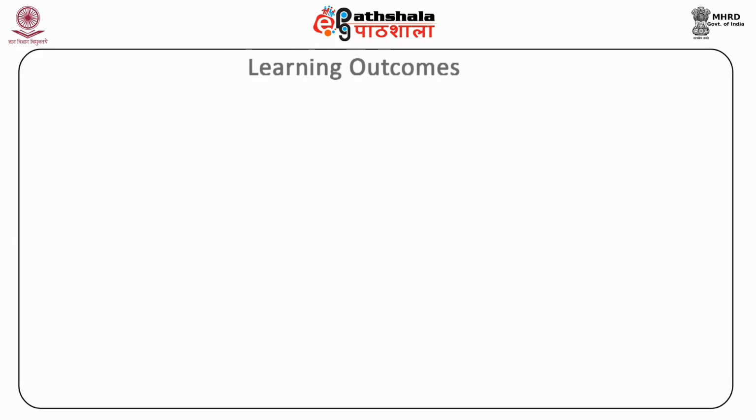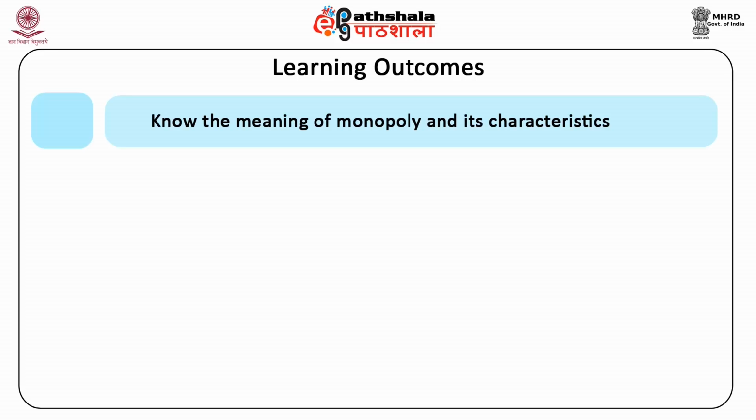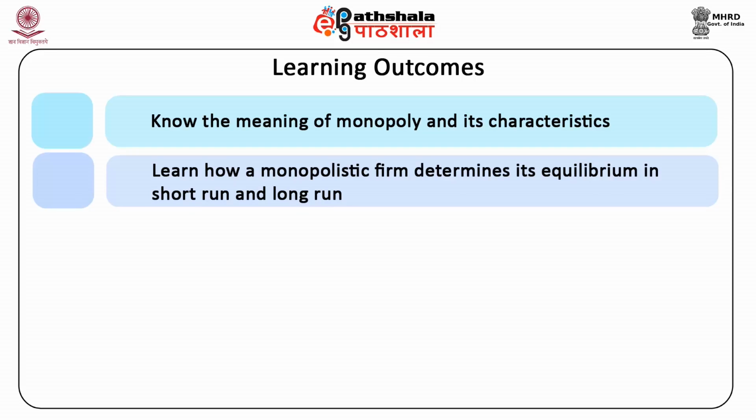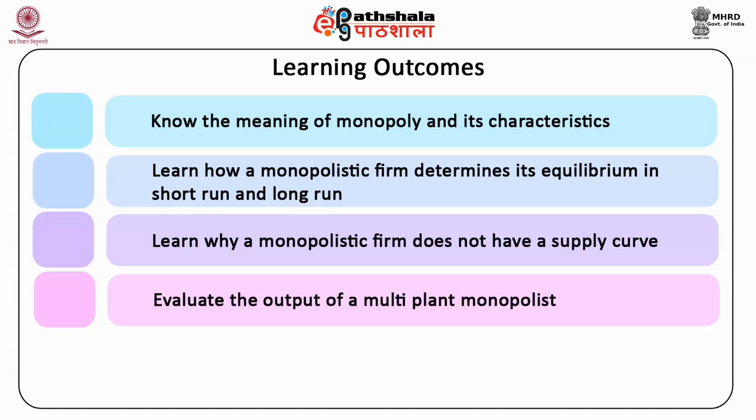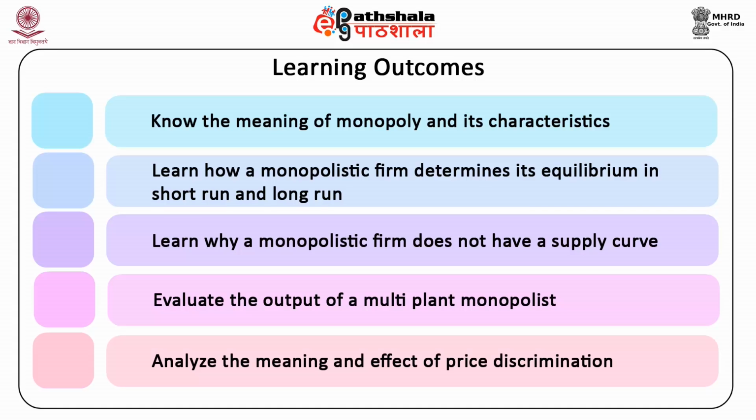Learning outcomes. After studying this module, you shall be able to know the meaning of monopoly and its characteristics, learn how a monopolistic firm determines its equilibrium in short run and long run, learn why a monopolistic firm does not have a supply curve, evaluate the output of a multi-plant monopolist, and analyze the meaning and effect of price discrimination.